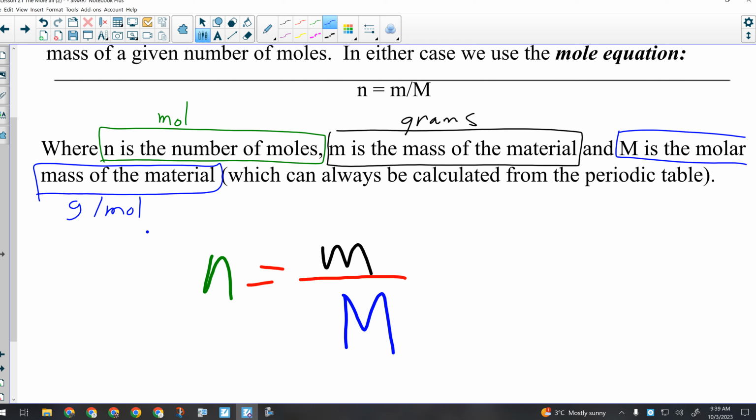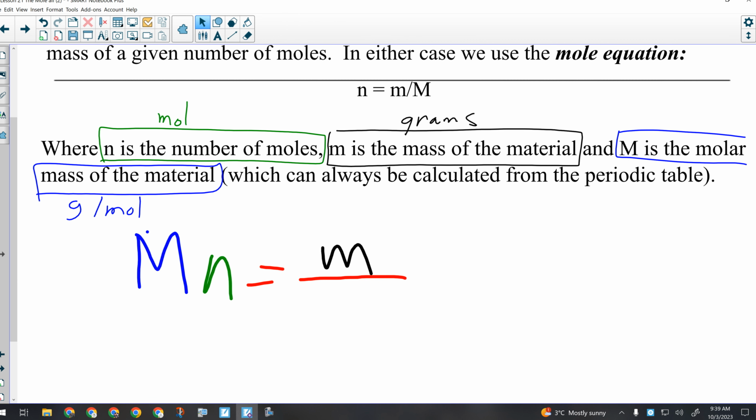All right, so if I want to solve for little m, I would simply multiply both sides by big M. If I want to move something, I do the opposite. I was dividing by big M, so to move it, I multiply both sides by big M. And now I'm solving for little m. That is the only manipulation of this equation you are going to have to do. Is that very hard?